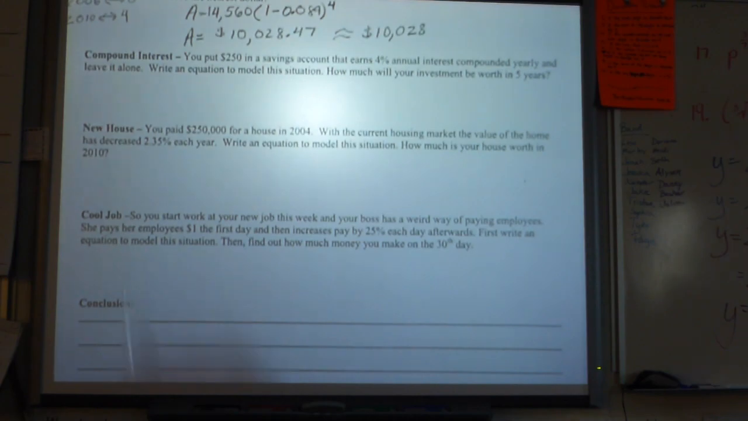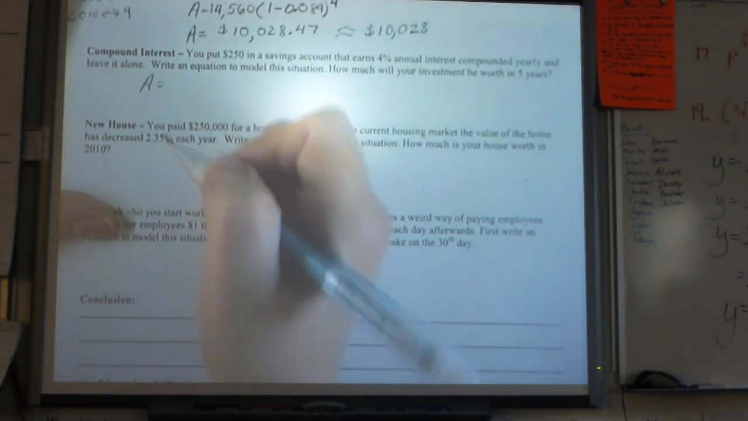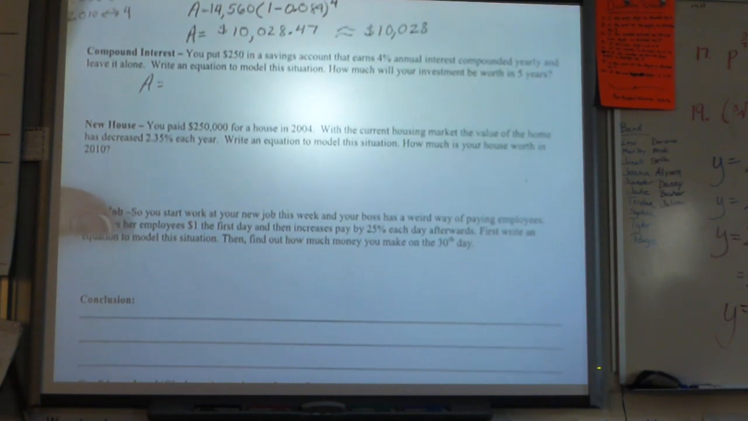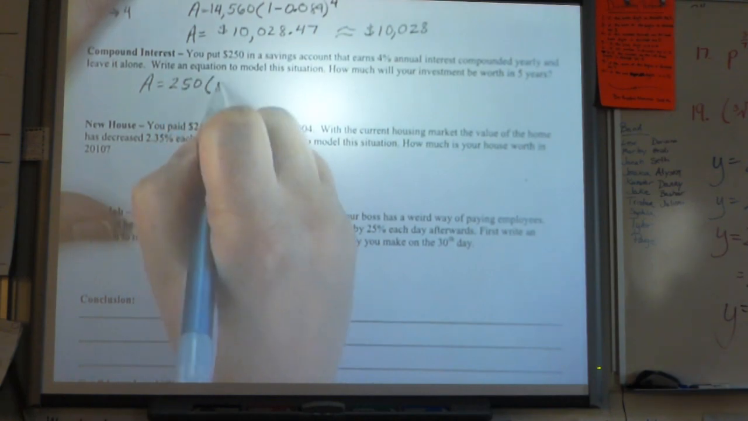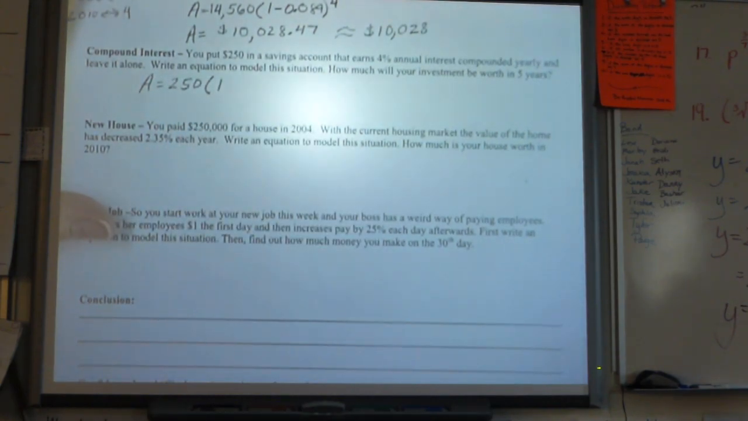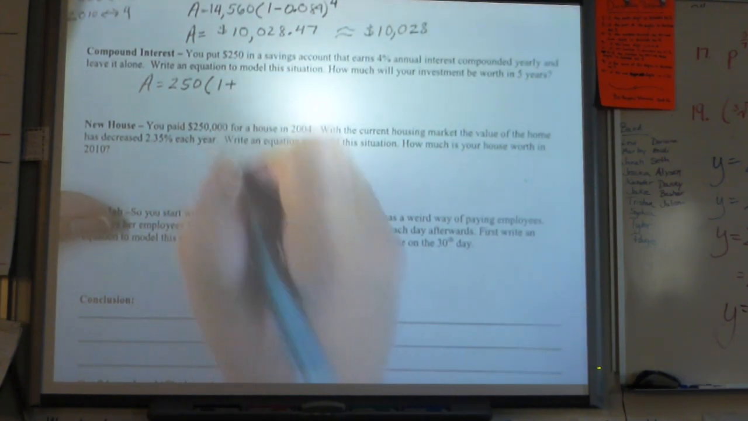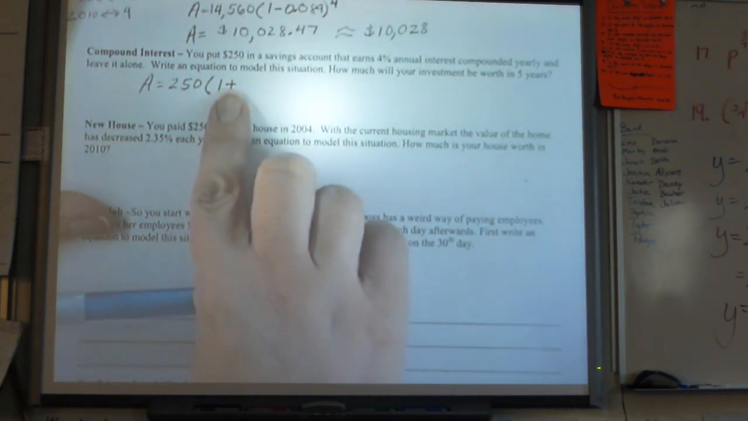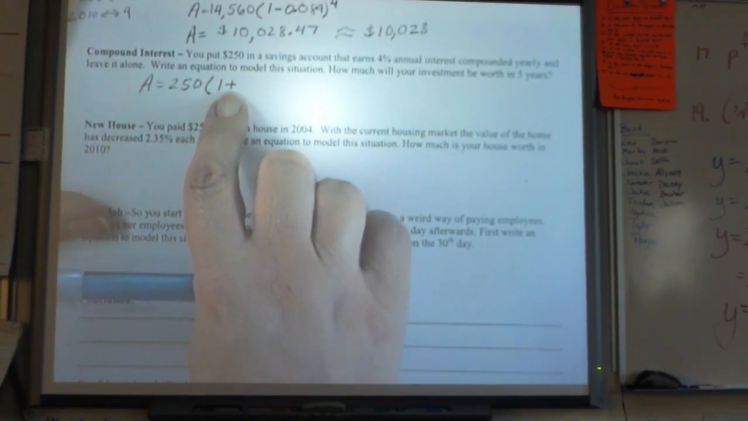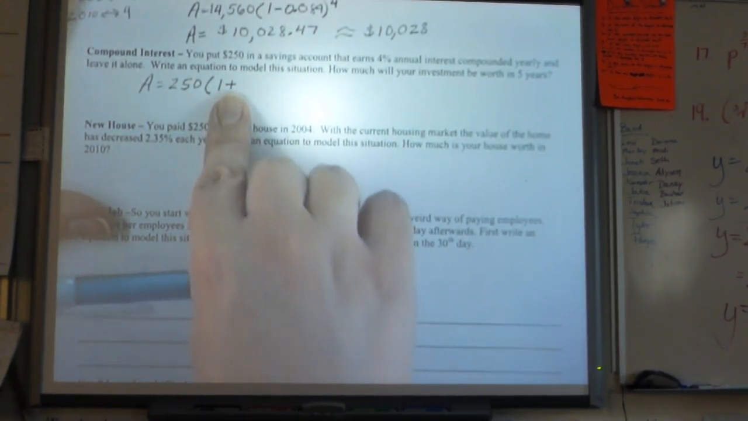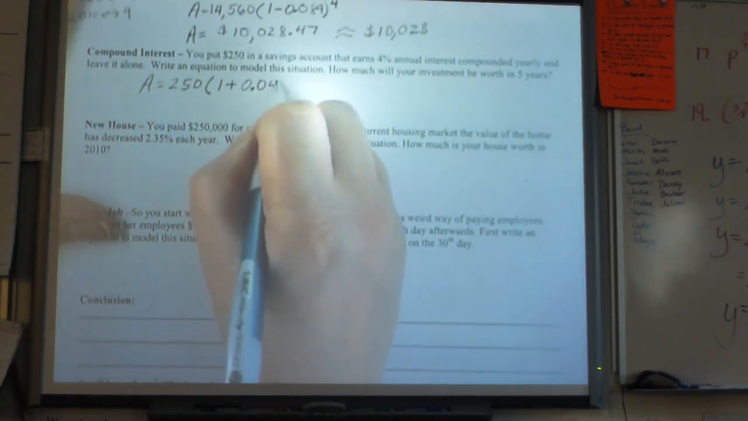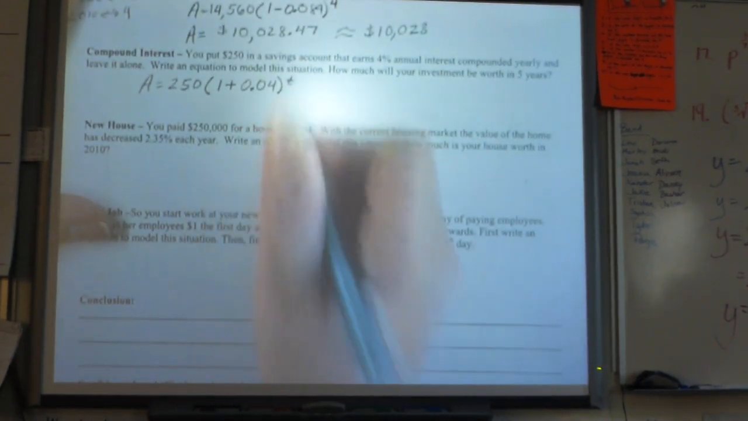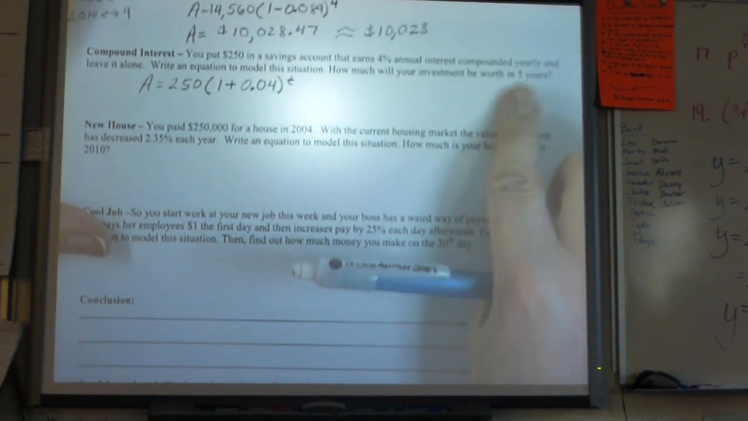Okay, so our amount is going to be equal to, what's our initial investment, our principal? $250 times 1, and do we have growth or decay? Growth, so plus. Exponential growth will always have a base that's higher than 1. Exponential decay, if I'm subtracting, I'll have a base that is less than 1. So 1 plus 4% to the t power.